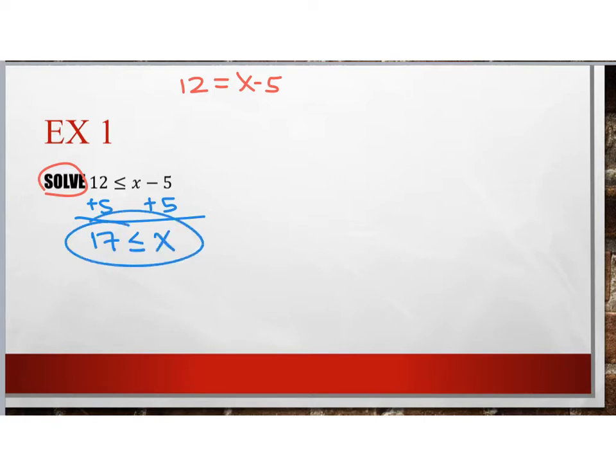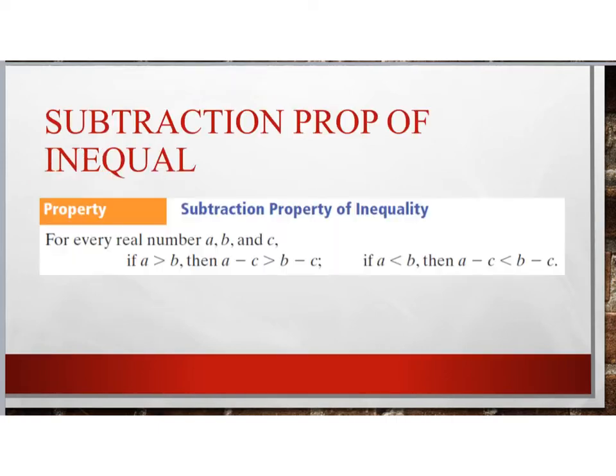So you can leave your answer like this. However, I personally like to write my variable first, just in the event that I ever have to graph. So what I'm going to do is write my variable first. So I have x. Notice that my inequality is kind of like open towards the x, so I'm going to have to reverse that and make that x is greater than or equal to 17. And now I have pretty much the same thing. It's just written with my variable first.